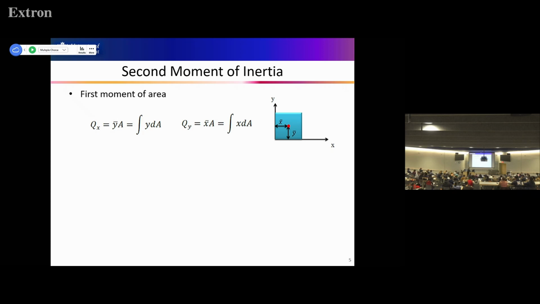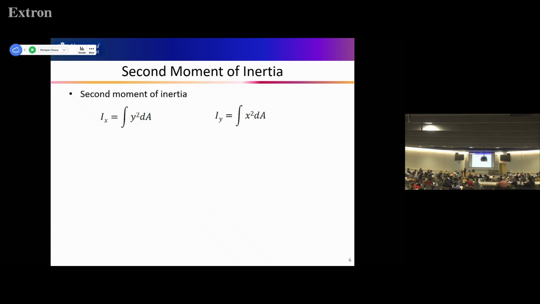Do you remember? And then the second moment of inertia is a very similar concept. So it's moment of inertia. Inertia is a quadratic, second order term. So instead of this y bar, we are using y squared in the integral. Okay, so that's the mathematical definition. Any questions? Okay, good.